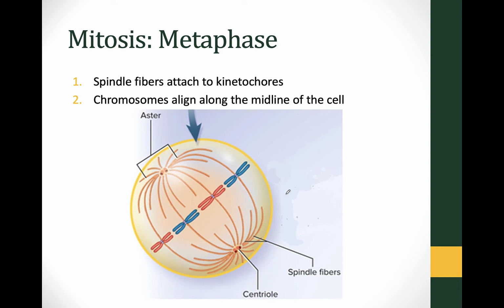The second phase is called metaphase. And what's going to happen here is in metaphase, all of the spindle fibers attach to the kinetochores. Remember, those were those proteins. Here's my chromosome. Those were those proteins on the sides. So the spindle fibers are going to come in and attach to those kinetochores.